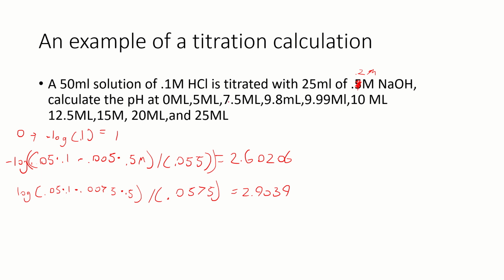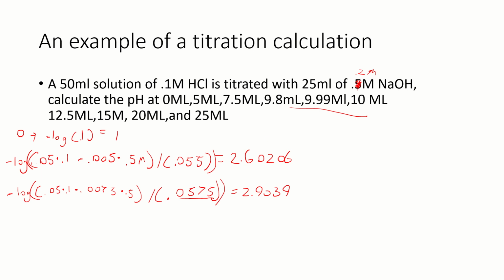With 7.5 milliliters added, same thing. You're assuming that this neutralizes the HCl because you have excess HCl up until you reach your equivalence point, which in this case, if I'm using 0.5 molar, you'd have to set up an expression, but that'd be around 10 mL. So this is actually still correct, not 0.2. You subtract because you assume it neutralizes it. Then you divide by the total volume, which is 0.0575 liters, to get your molarity. Then you take the negative log of that, and you should get 2.9039.